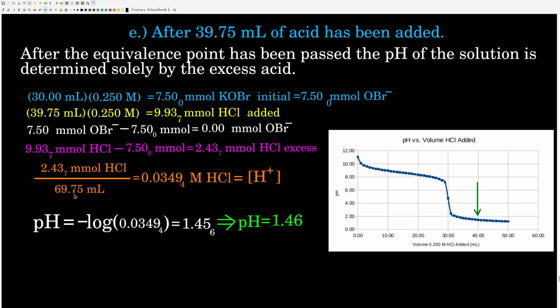We have the millimoles and the volume. Again, this 69.75 mils is the 30 mils of the potassium hypobromite we started with, plus the 39.75 mils of acid that we added. So 69.75 gives us a concentration of 0.0349 molar for the hydrochloric acid. And again, because, guys, hydrochloric acid is a strong acid, the concentration of the acid is equal to the concentration of hydrogen ion. And so pH is negative log base 10 of that. And so we see a pH of 1.46, right about there, just before 40 mils. All right, so that's not too bad.